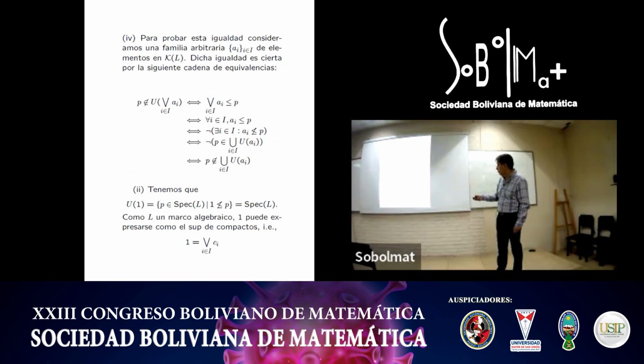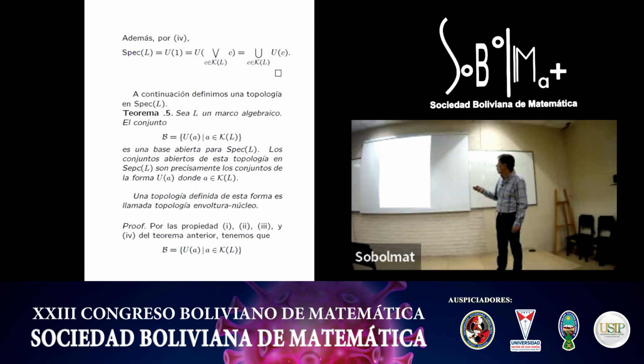So, U of 1 clearly is the set of all primes, because no prime can exceed 1, right? And because L is an algebraic frame, 1 is the supremum of all compact elements. So we have this chain of equalities, and this shows 4. Straightforward. Okay. Now theorem 5. This is the central theorem. Es el teorema central. Porque aquí definimos la topología. We consider this space. What is a base for a topology? ¿Qué es una base de una topología?